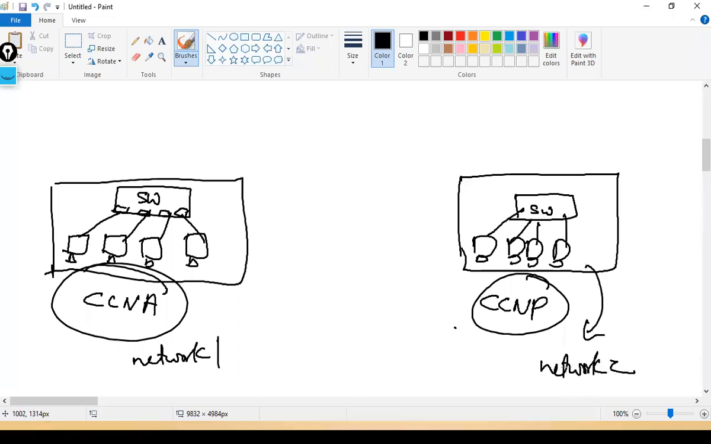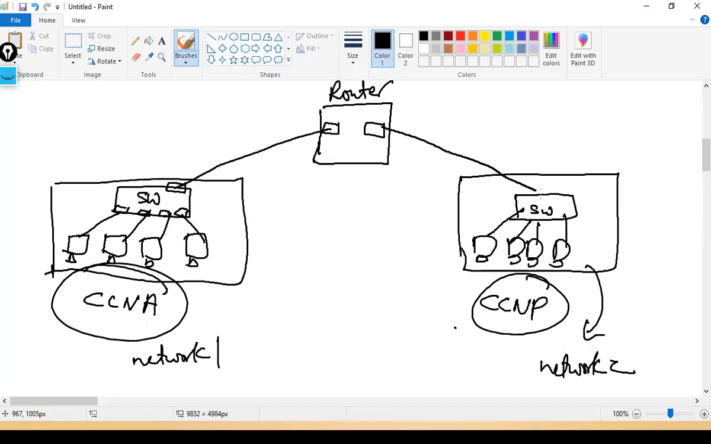To connect these two networks, you will have a router. A router connects multiple networks. The router will also have interfaces, and it needs a minimum of two interfaces so that two networks can be connected. One interface will be connected to this switch and the other interface will be connected to that switch. So the router is a device which helps you connect multiple networks. Clear?